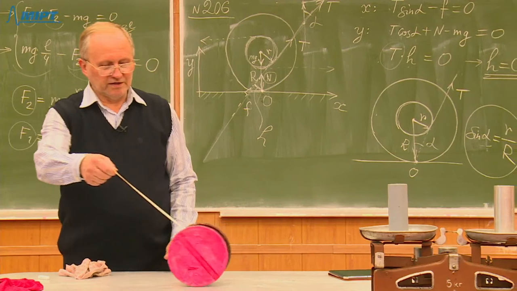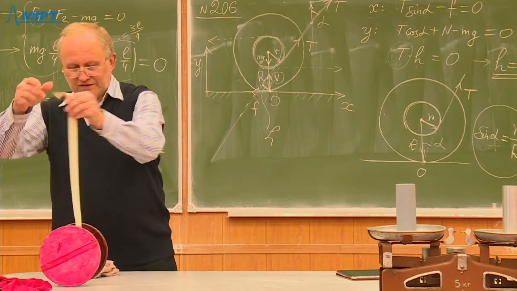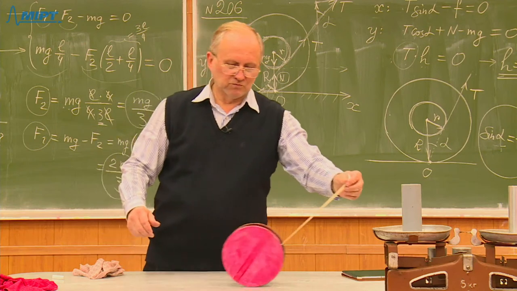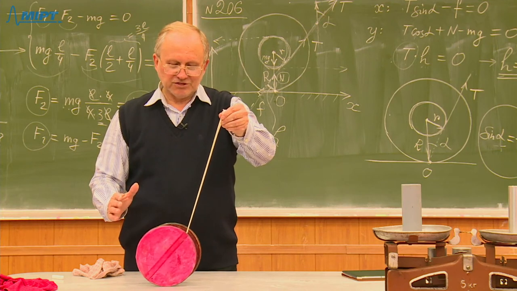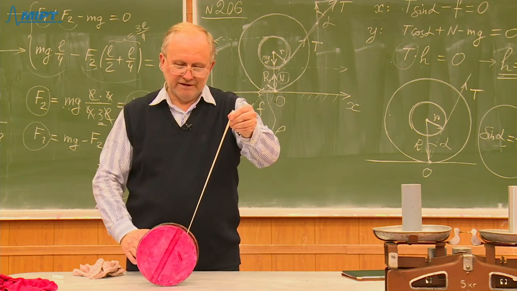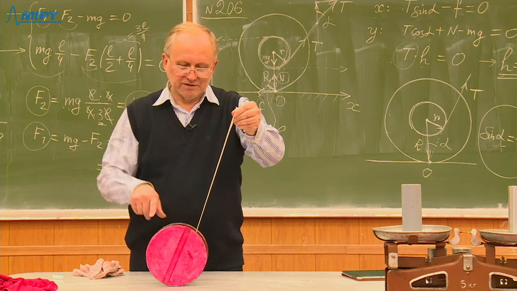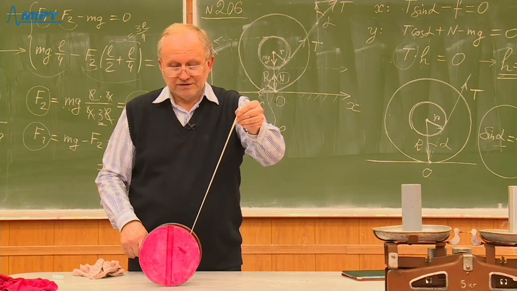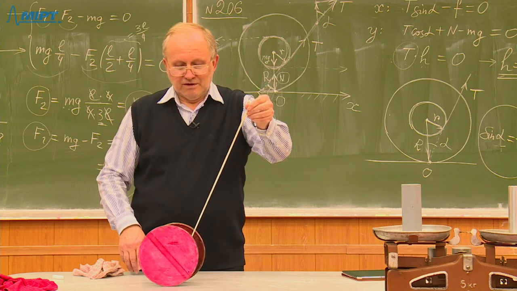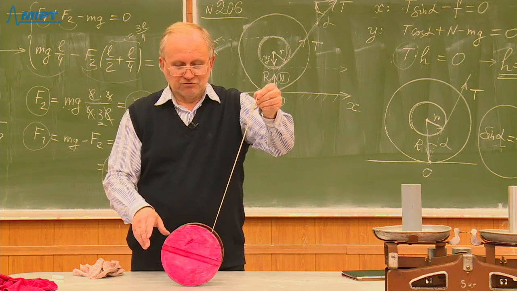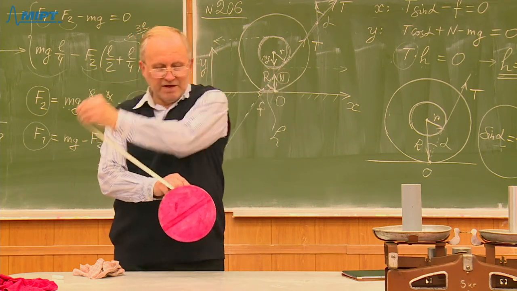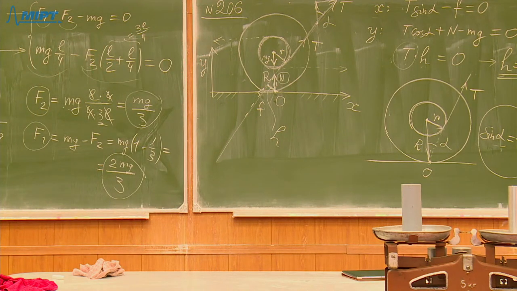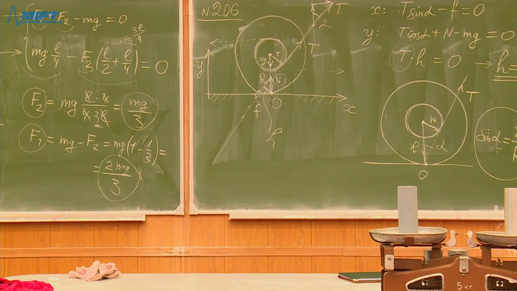Again, if I pull somewhere in this direction, the spool rolls to the left. If I pull in this direction, the spool rolls to the right. And there is some intermediate direction such that if we pull the string in this direction, the spool doesn't move neither to the left nor to the right. It appears to rotate remaining in the same place. That's it. A small demonstration related to this problem.